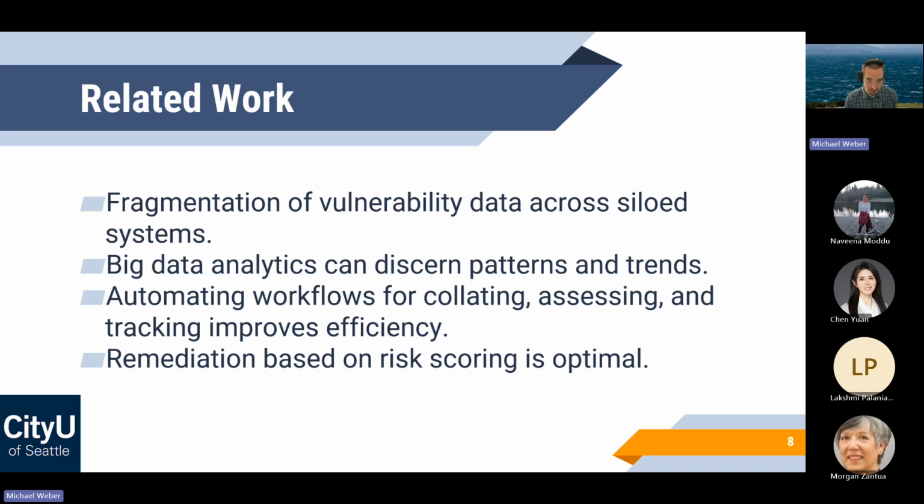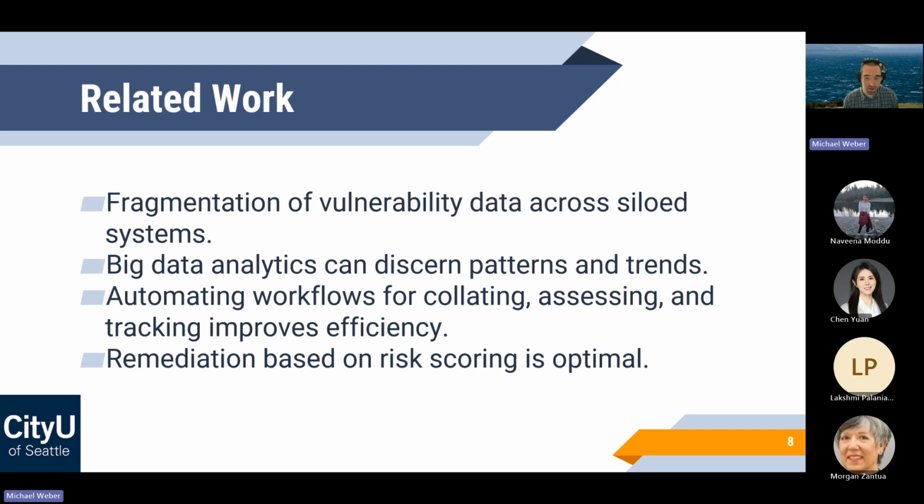Moreover, the studies have emphasized the importance of automating these workflows for collating, assessing, and tracking vulnerabilities in order to streamline processes. This will help reduce the burden on the security teams and help automate the data collection, risk scoring, and remediation tracking. Another key aspect highlighted is the significance of risk-based prioritization.